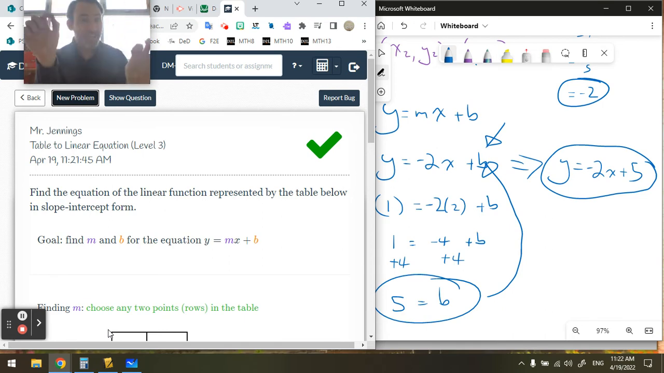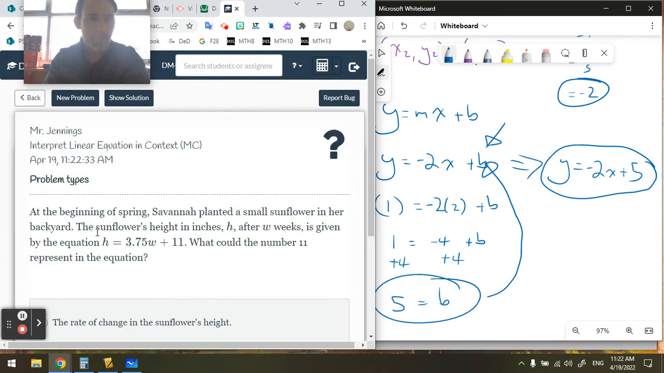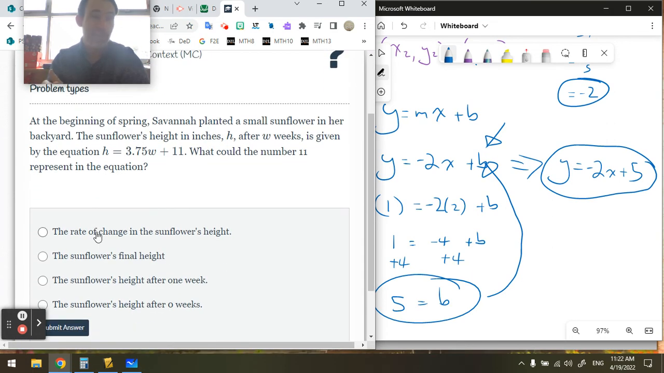You can always take any 2 points and find the equation of the line. If you're ever waiting for a flight and you want to entertain yourself, see if you can do 100 lines. Okay, so that's table of linear equations. Interpret linear equations in context. Okay, these ones just ask you to identify what the different numbers mean.